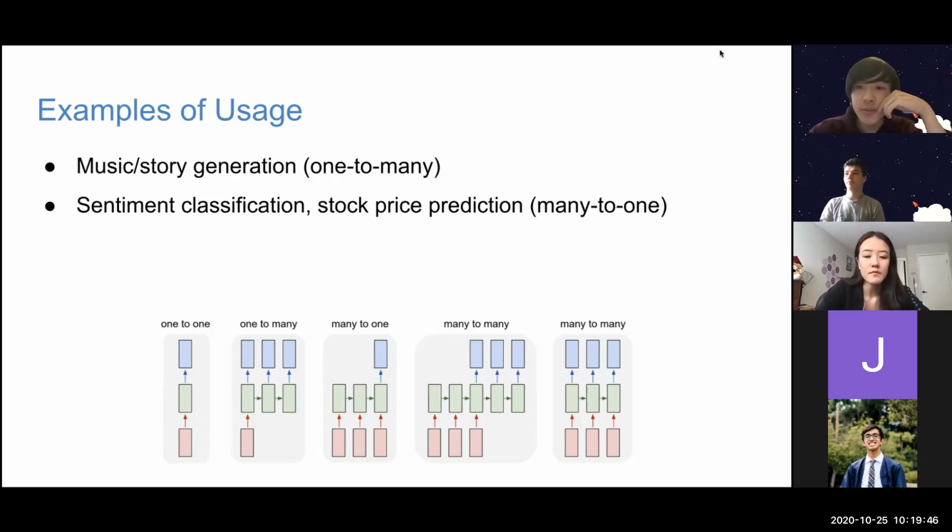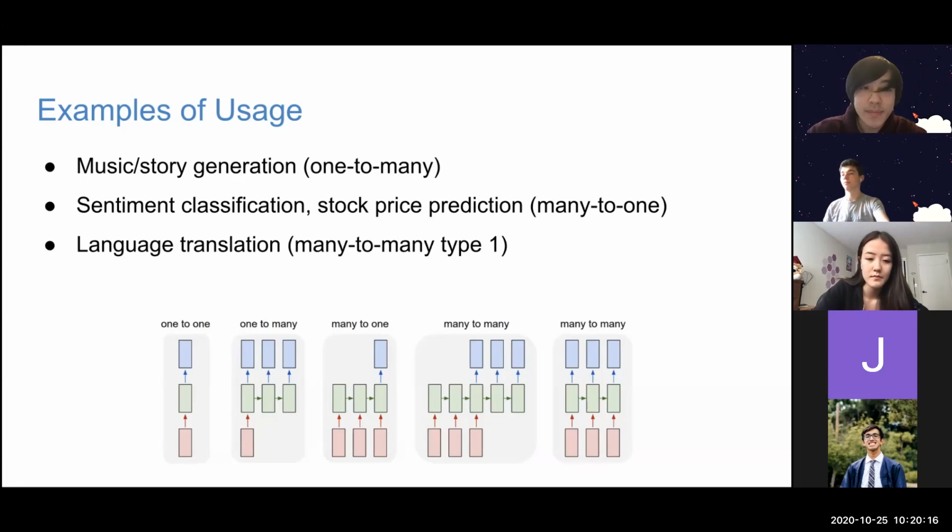You can also do something called sentiment classification, which is where you take some text that has variable length. It could be YouTube comments or movie reviews, and then you produce whether it's positive or negative, or the emotion that the person who wrote it tried to express. Or stock market prediction. You take a series of stock market trends, and then you predict whether the next one is going to go up or down. That would be many-to-one.